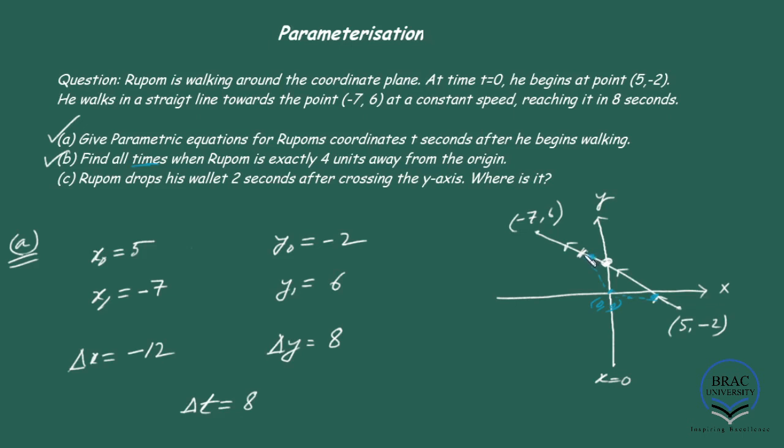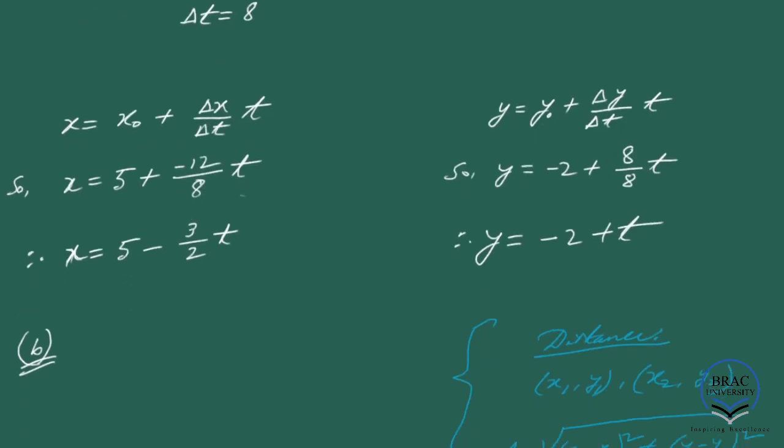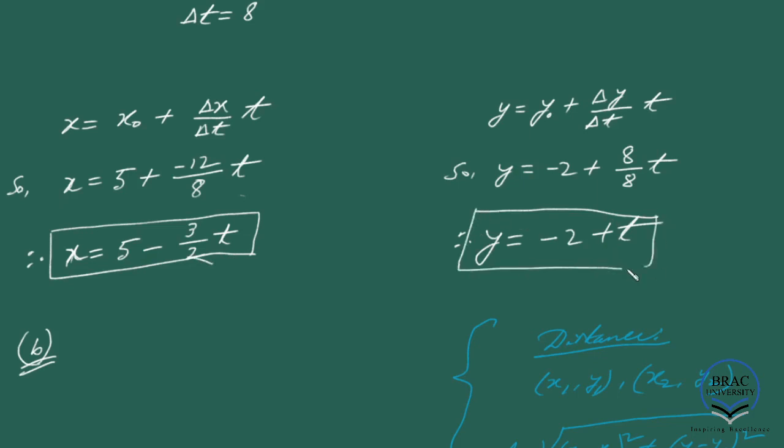So how can I find Rupam's location at a specific time? We have constructed the parametric equations for Rupam's coordinates. That's a general one, and if I plug in a specific time, then I find his specific location at that time. These are the parametric equations we found for Rupam from part A of the problem, so these are the set of equations we'll be using now.